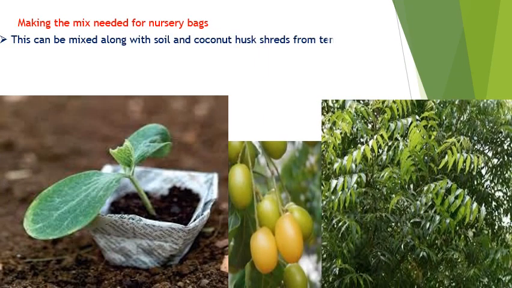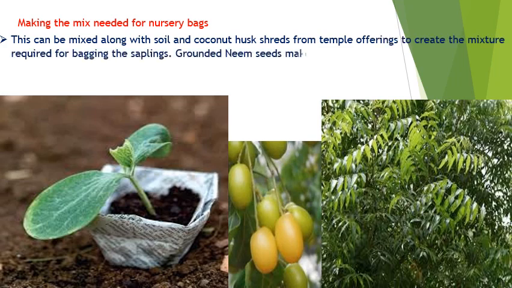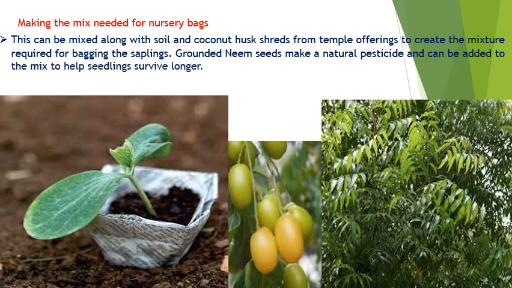Fourth step is making the mix needed for nursery bags. Children, this can be mixed along with soil and coconut husk shreds from temple offerings to create the mixture required for bagging the saplings. Ground neem seeds make a natural pesticide and can be added to the mix to help seedlings survive longer.